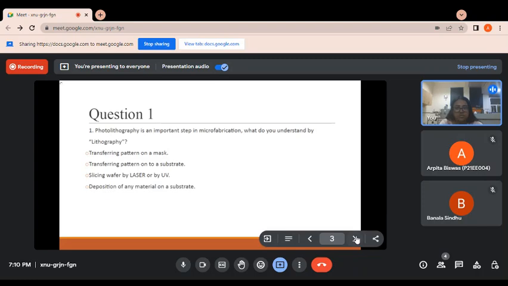The first question is, the photolithography is an important step in microfabrication. What do you understand by the lithography? The first option is transferring pattern on a mask, the second option is transferring pattern on a substrate, the third option is slicing wafer by laser or by UV, and the fourth option is deposition of any material on a substrate.